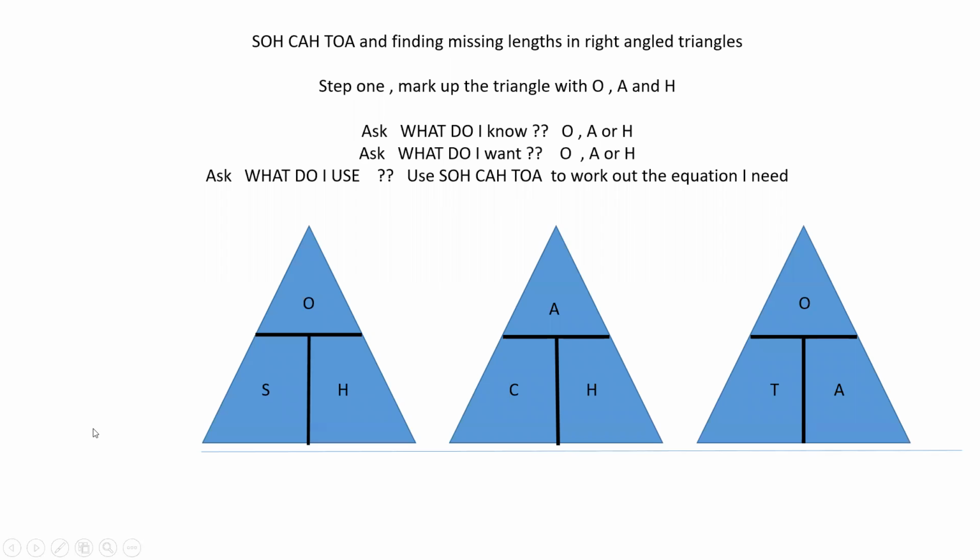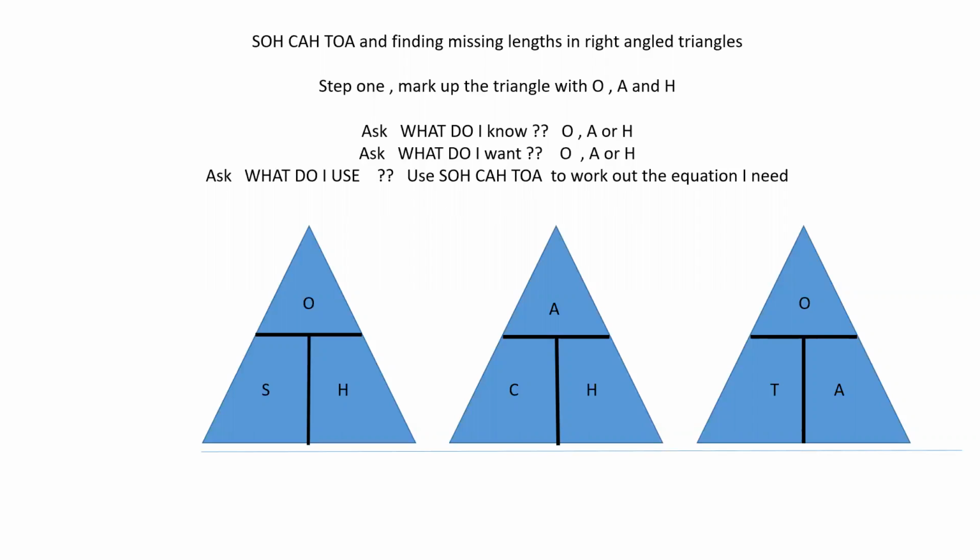So what do we do first of all? For our magic triangle, we're going to mark it up with O, A, and H. Then we have to ask ourselves, well, what do I know? Which length do I actually know? Which of those lengths has actually got a number on it? And then we say, which one do I want? Which one of those lengths has got the X next to it saying, find this?